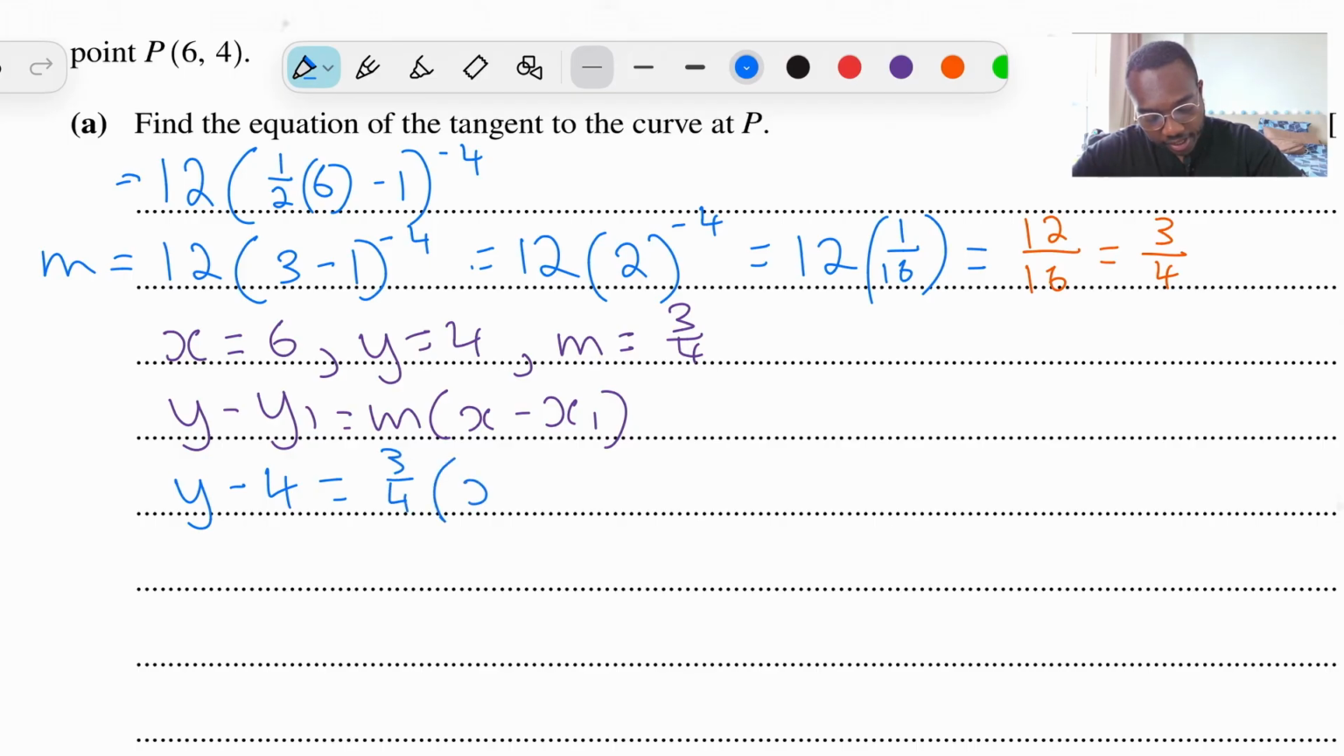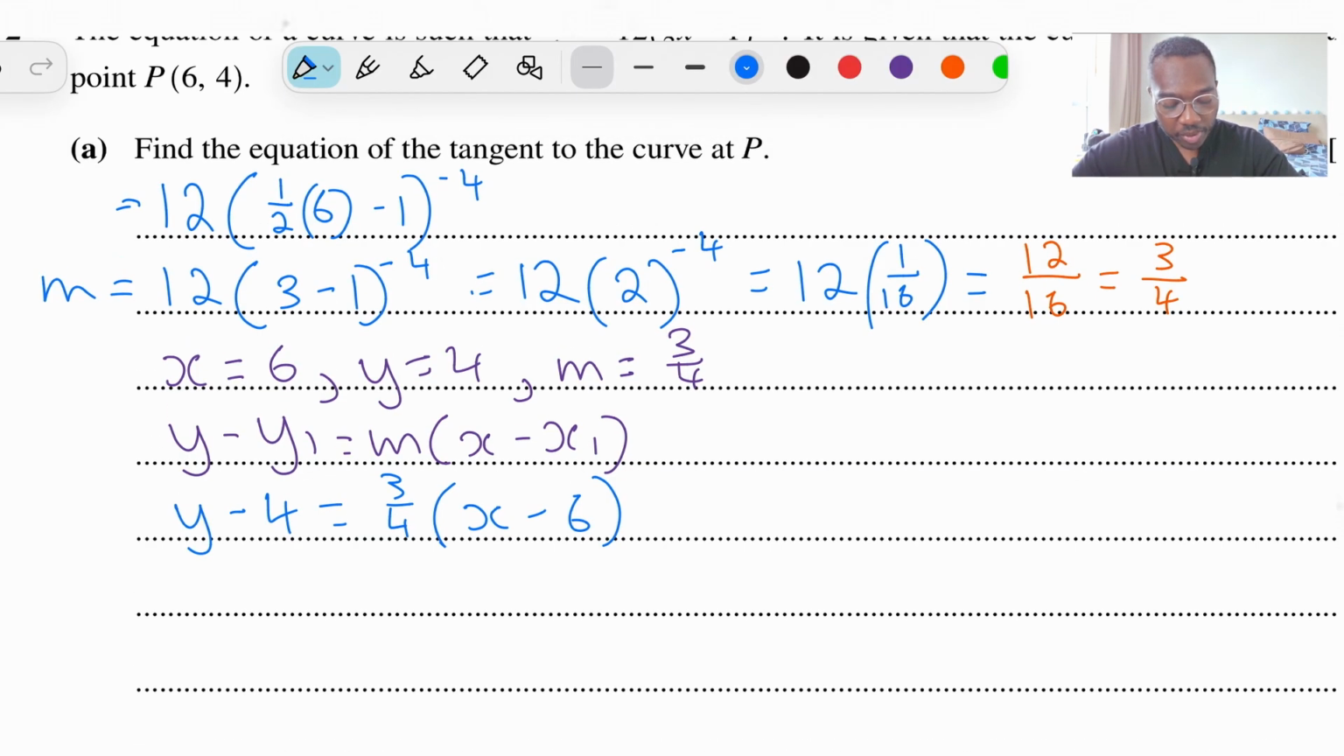And that would be x minus 6. And we can leave our answer like that. It just says find the equation of the tangent to the curve at P. We have found the equation. We don't need to simplify it down or anything. We can leave it like that.